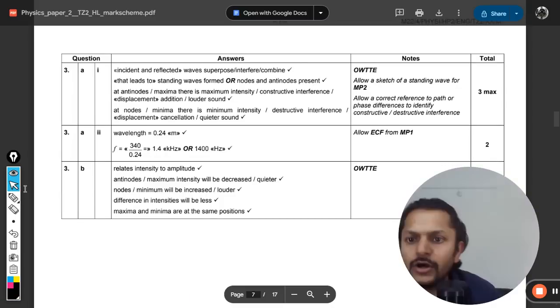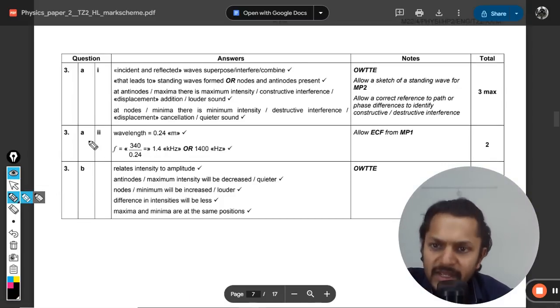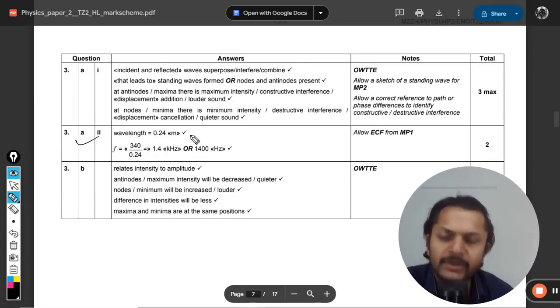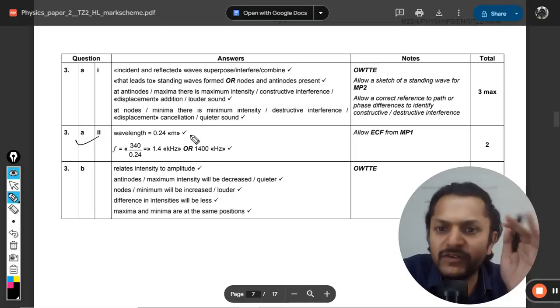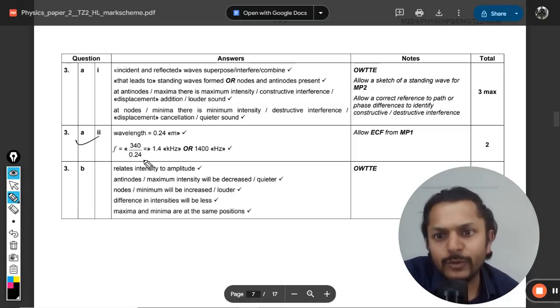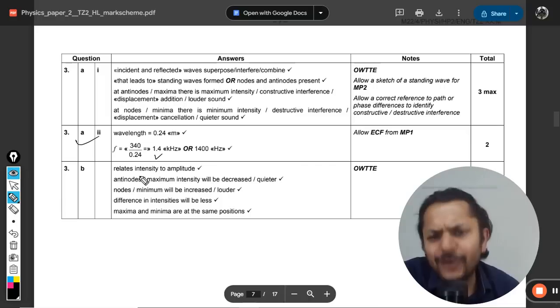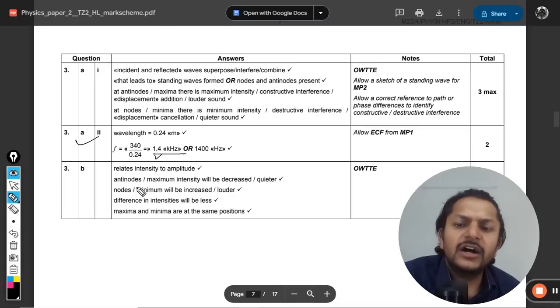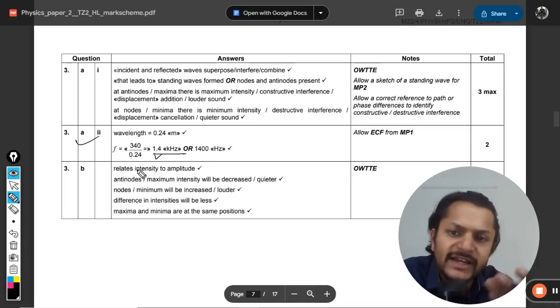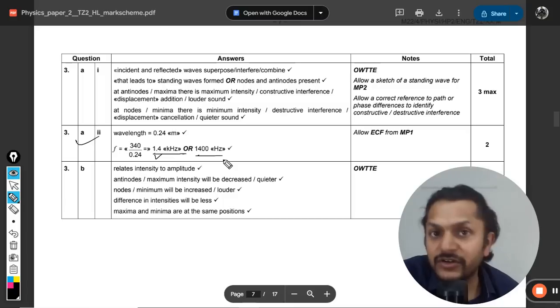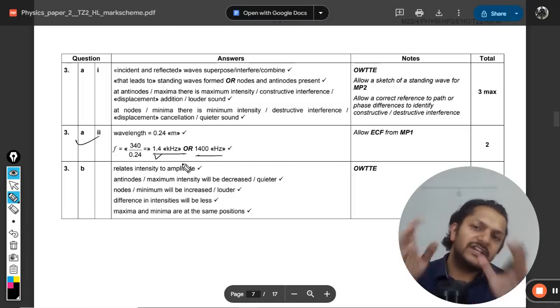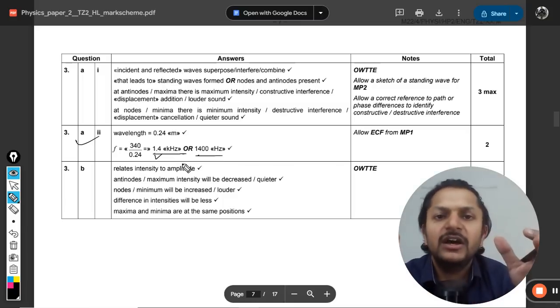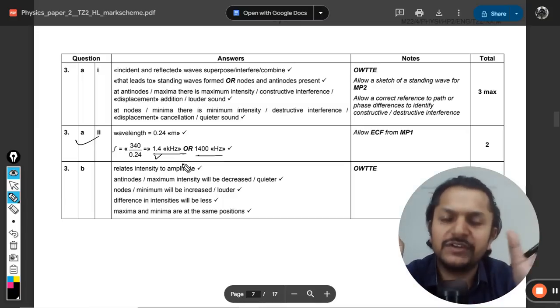Yes. So in this case, in the second question, the wavelength is coming out to be 0.24, exactly what we did. 340 divided by 0.24, which we can call 1.4 kilohertz. Yes, because we were interested in two significant figures. So you can give the answer in this form, or you can just call it 1400 hertz. Because of the significant figures, the IB prefers answers with two significant figures.